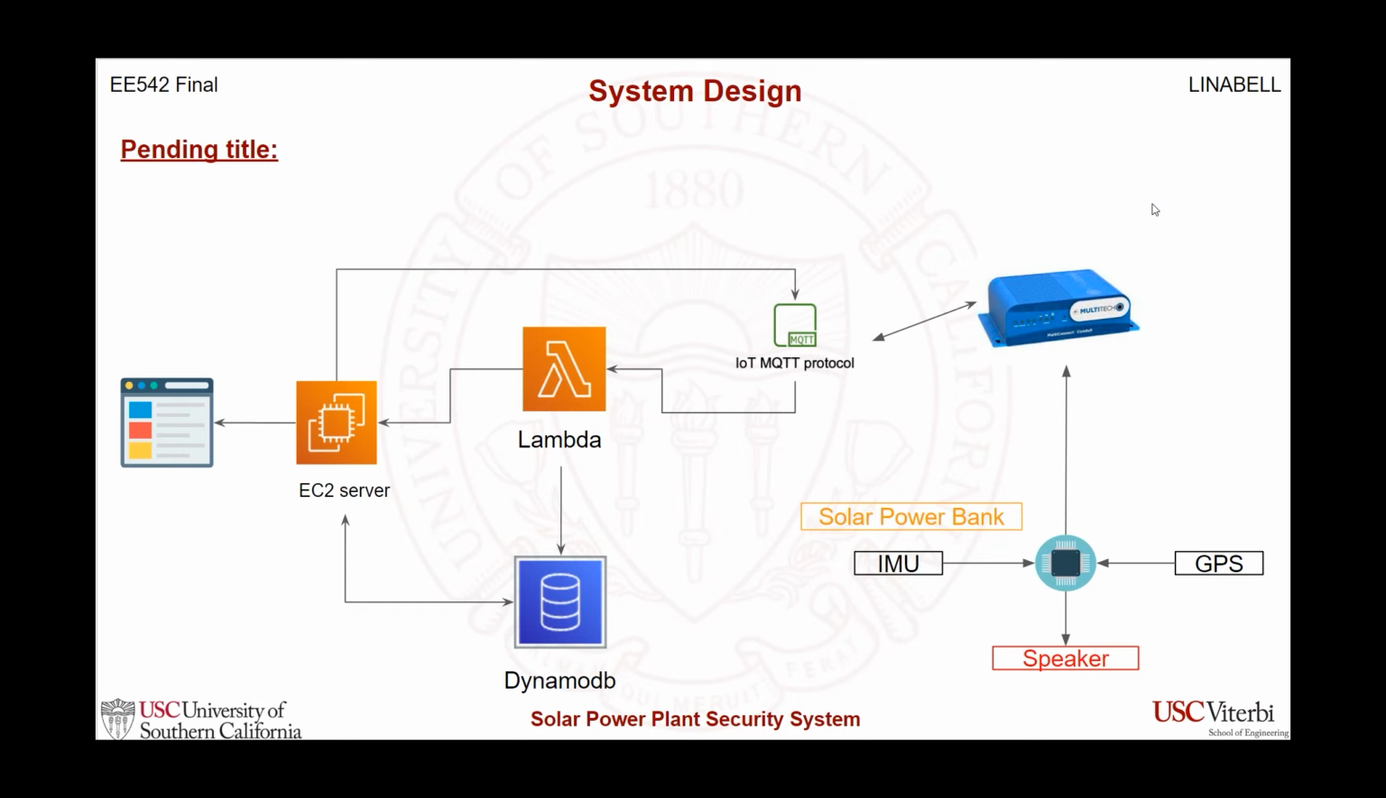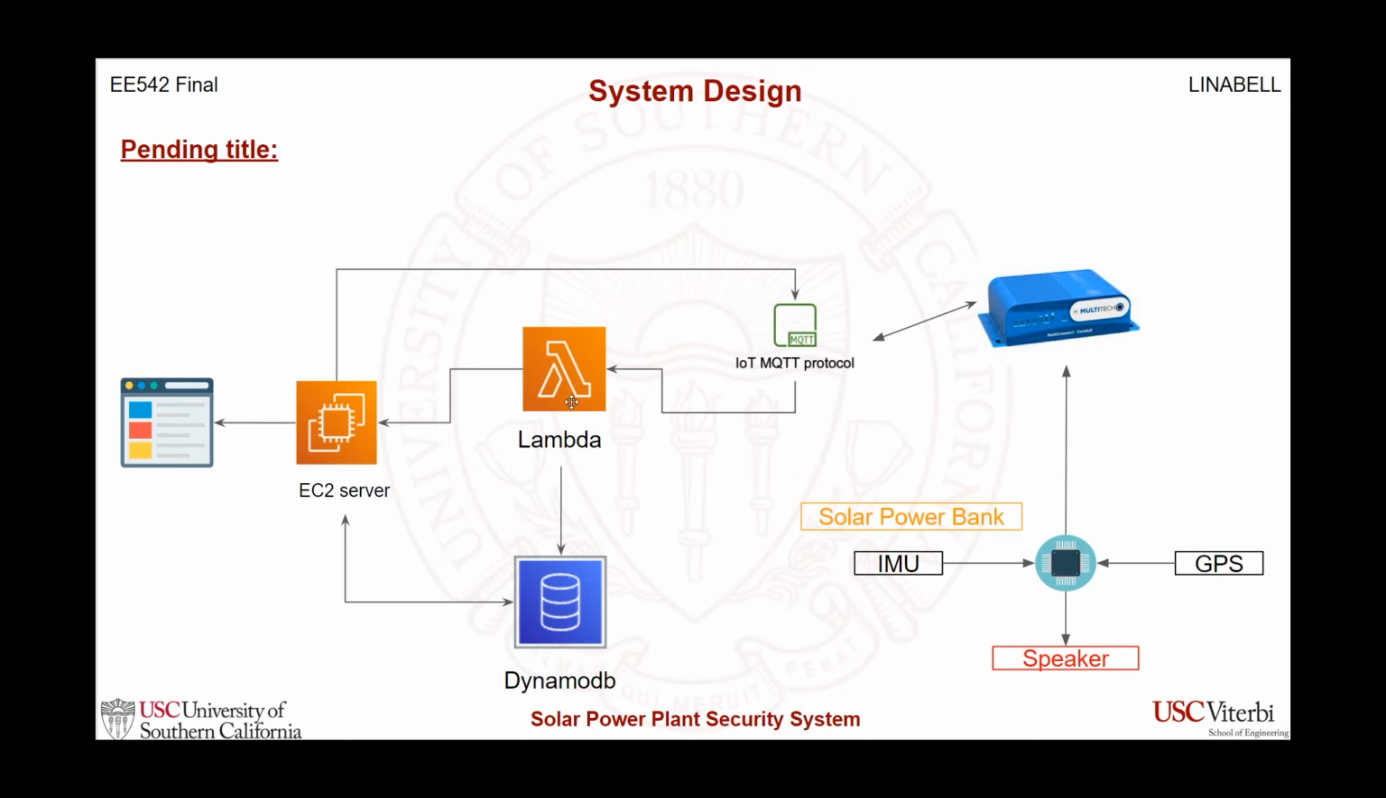Now I'm going to give you a brief introduction to our system design. At first, the X dot will collect data from the sensors like IMU and GPS, and send the data to the gateway, the MultiTech Conduit. Then, by using the Amazon IoT MQTT service, the data will be passed to a stream and to the AWS Lambda function.